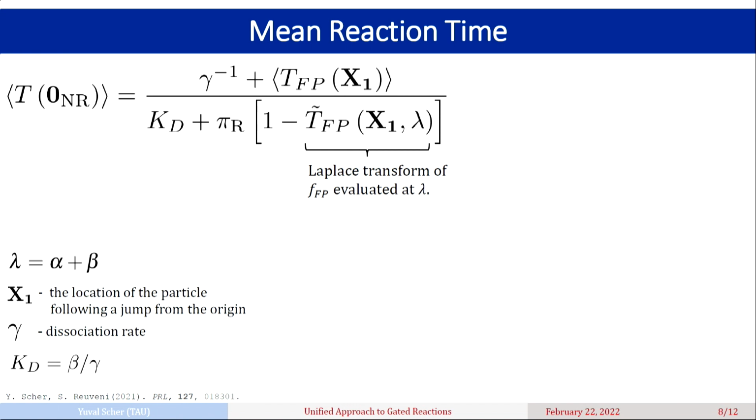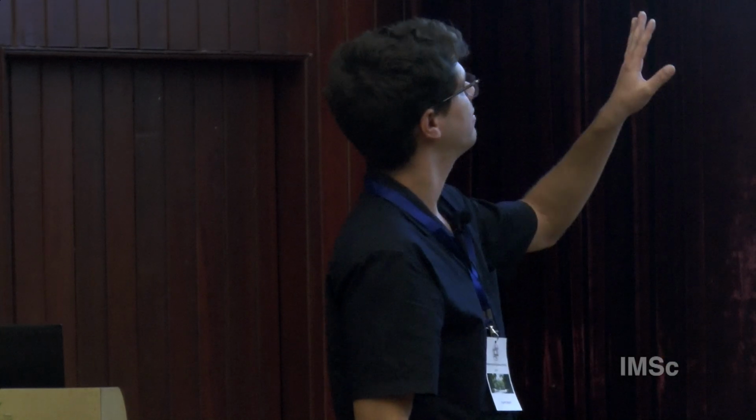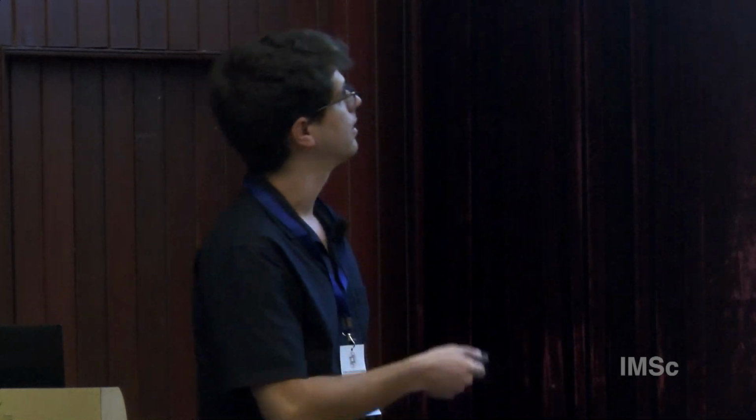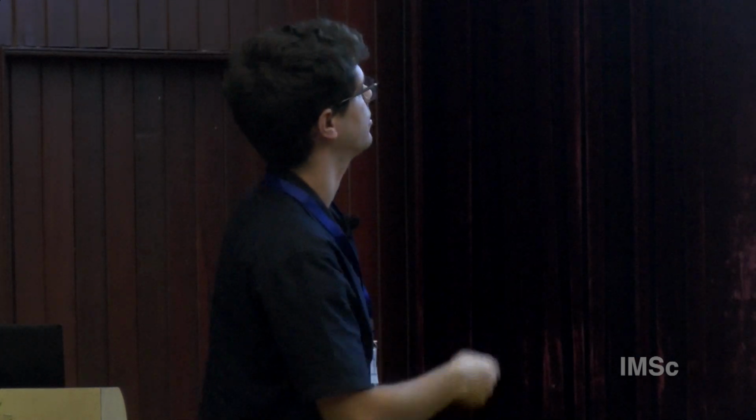One is that on the left side we have the gated quantity, the mean reaction time. But on the right side we only have the parameters of the problem and the first passage quantity. So on the right hand side we only have the ungated problem's quantities, and that means that if I know how to solve a simple first passage problem, I simply plug it in here, and I already have the result for the gated reaction.